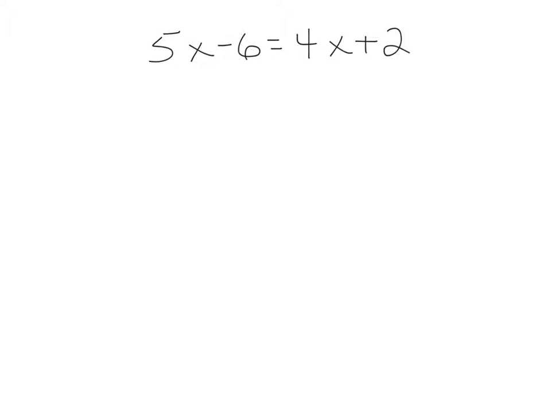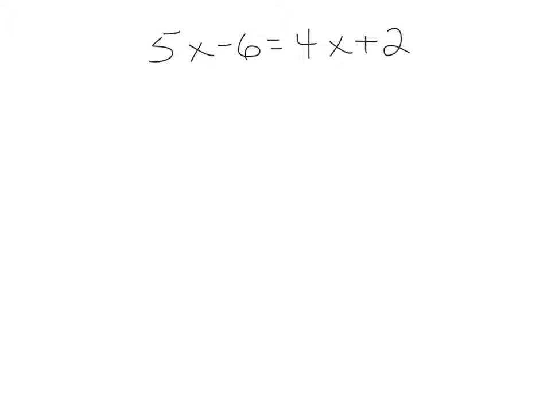Sometimes you will see equations where you have 2 or more terms on each side. Here's an example. 5x minus 6 equals 4x plus 2. Remember, the goal is to get an x all by itself on one side of the equation. And right now, I have 5x minus 6 and 4x plus 2. I can work on getting the constants together on the same side, and then also work on getting the x's together on the same side.